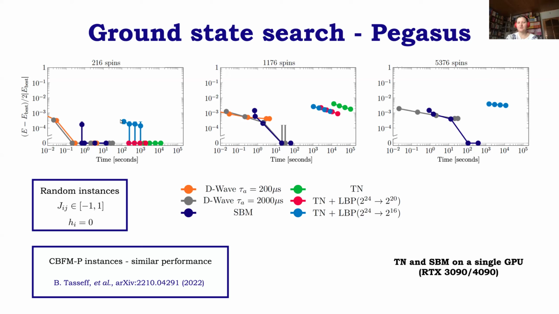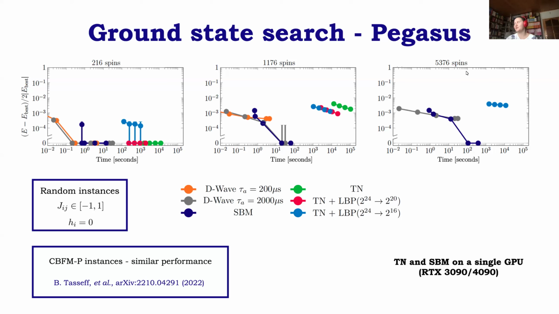And you may see that for the smallest Pegasus graph with 216 spins, tensor networks without those dimensional reduction and tensor network with local dimensional reduction to 2 to the power 20 states, they identify the ground state. However, tensor networks with those dimensional reduction, but to 2 to the power 16 states in each cluster, employing those dimensional reduction prevents us from finding the ground states in some cases. And this is due to the fact that the ground state is no longer supported by the reduced set of cluster configurations.